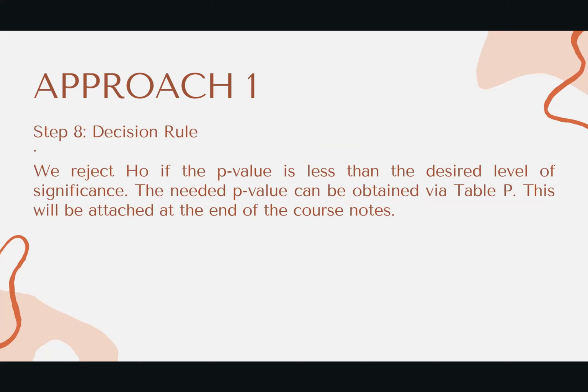And the decision rule: we reject H0 if the p-value is less than the desired level of significance. The needed p-value can be obtained via Table P. This will be attached at the end of the course notes, and sa video kapag nagdi-discuss na tayo ng example regarding hypothesis testing. Okay.